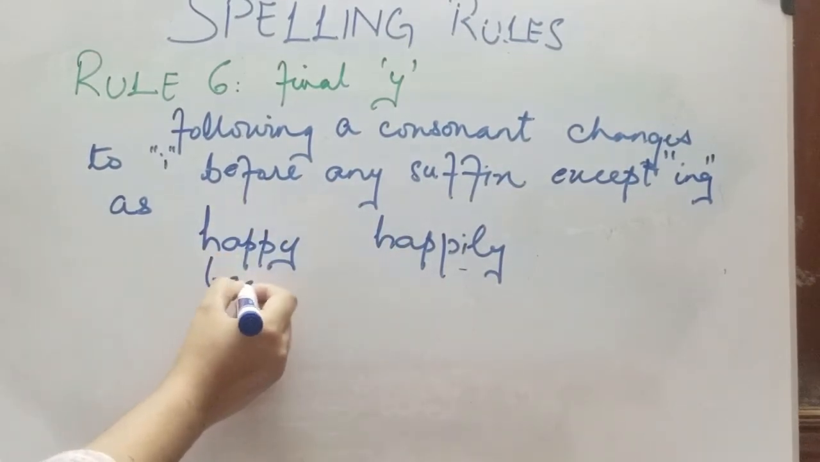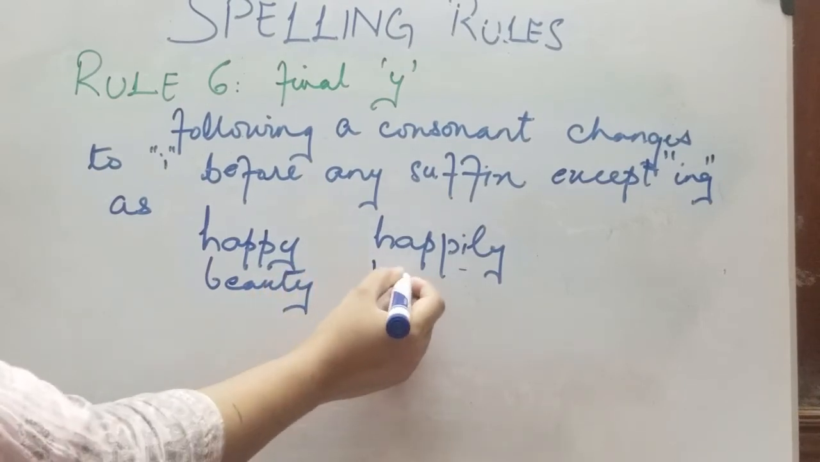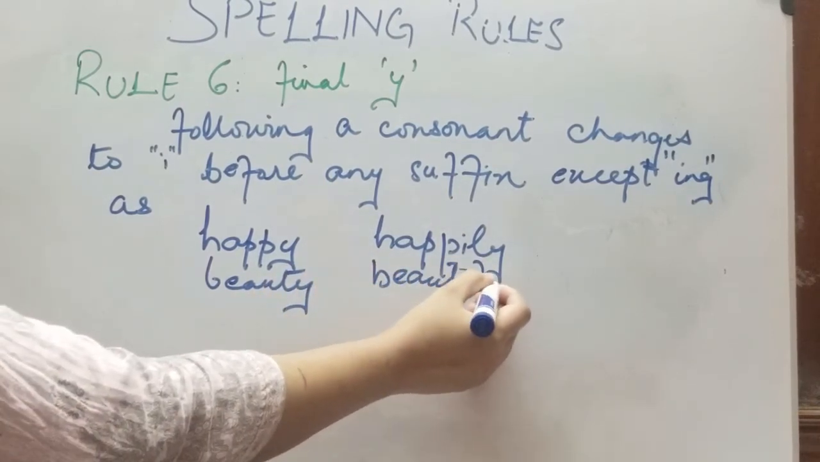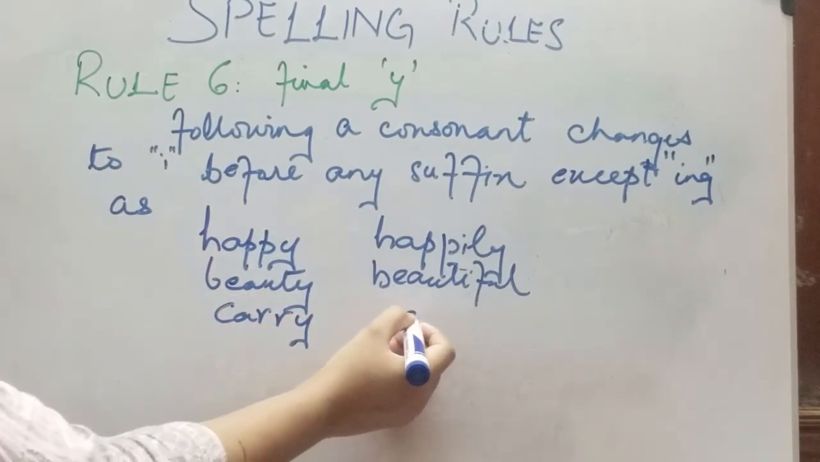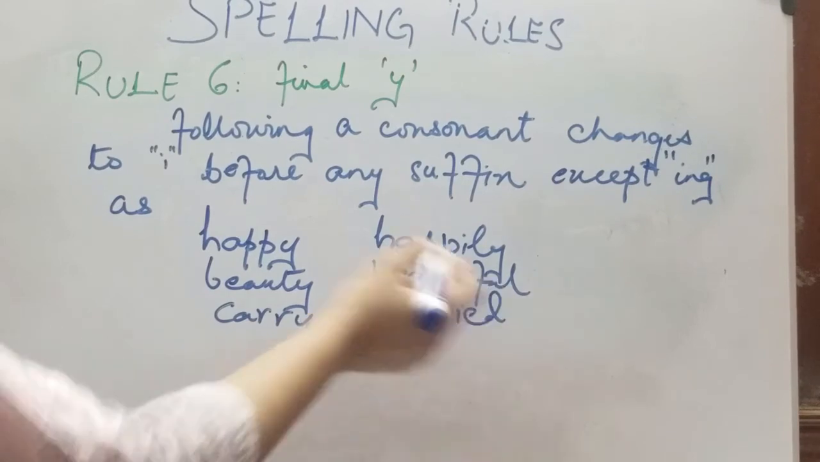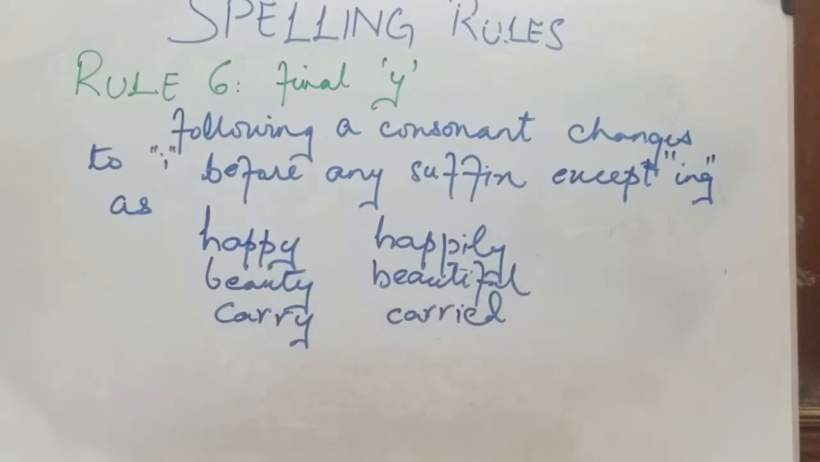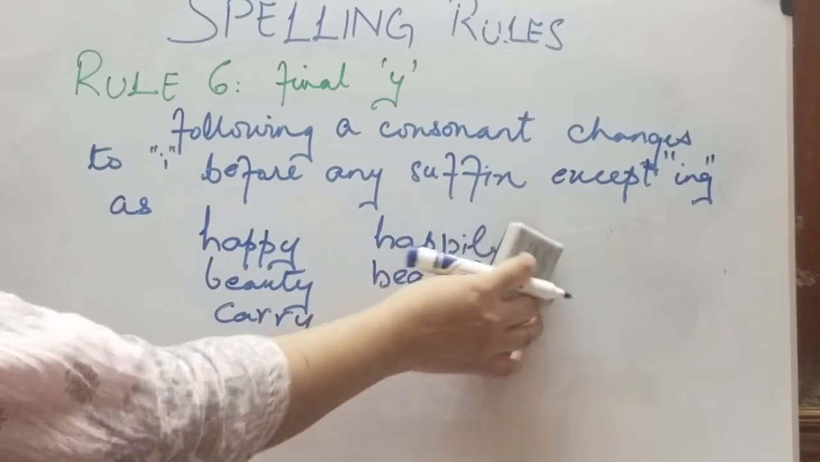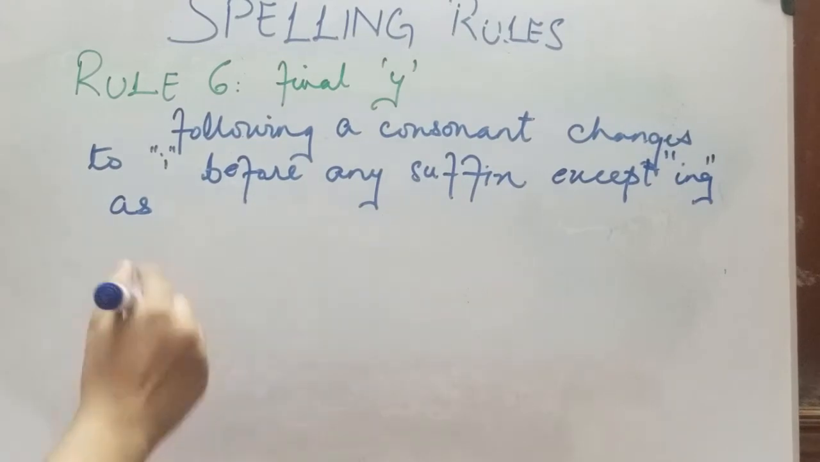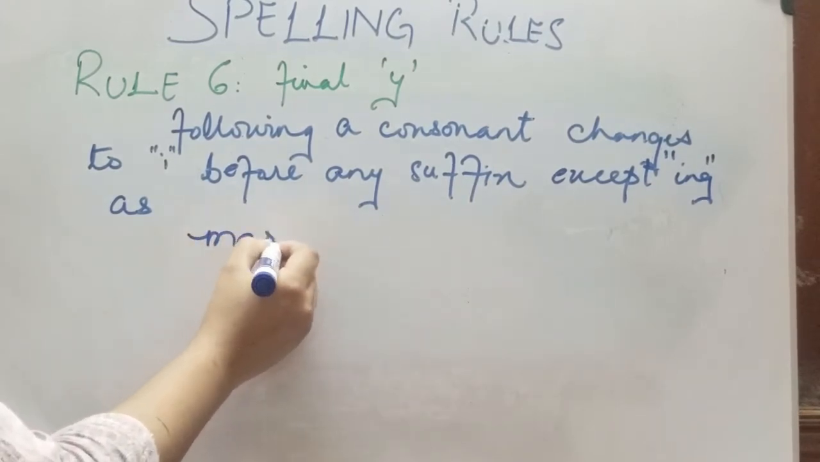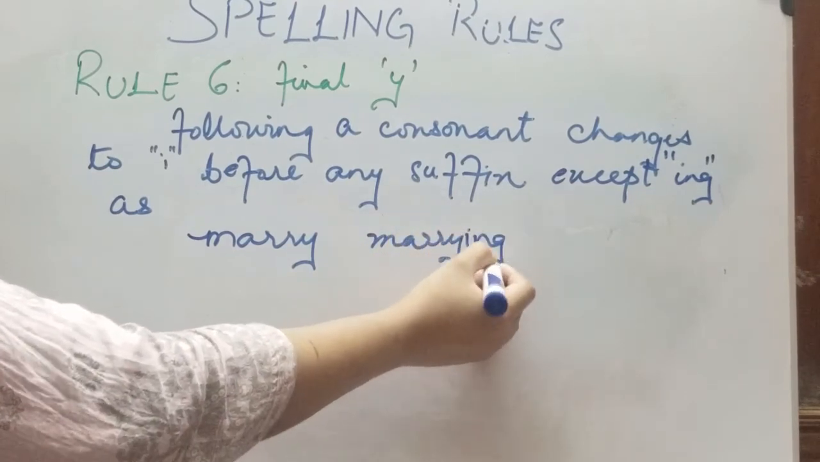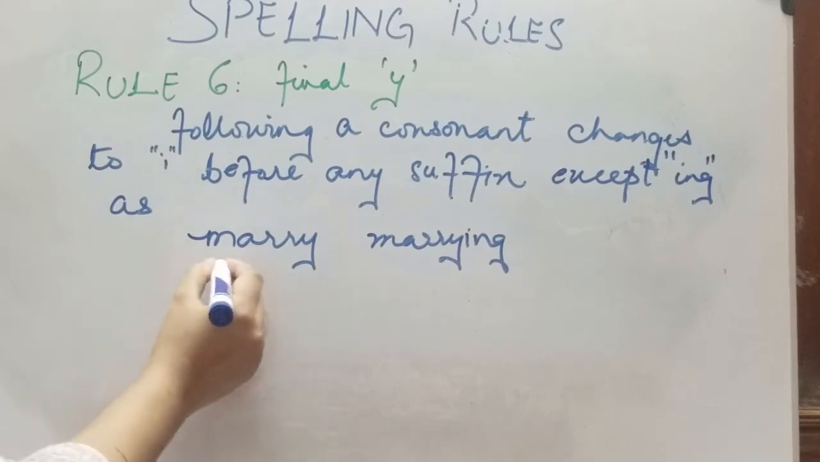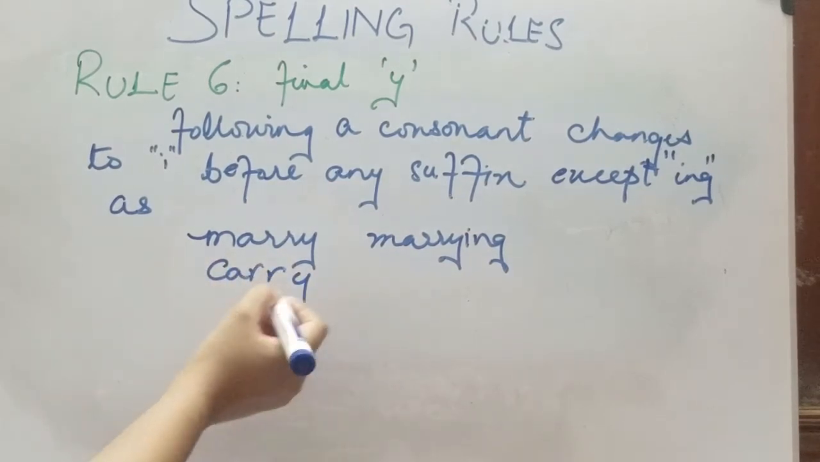More examples, like for example, beauty. You say it as beautiful, right? The next word, carry, carried. So these are some of the examples. Or marry, marriage. But when you are converting marry into marrying, what will happen is: marry, marrying, or carry, carrying.